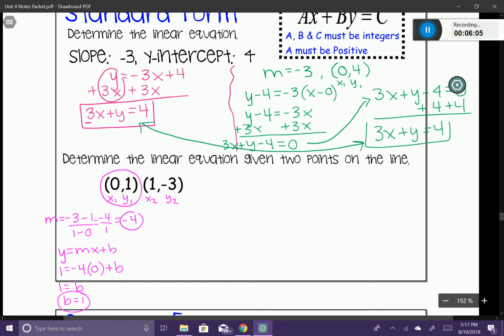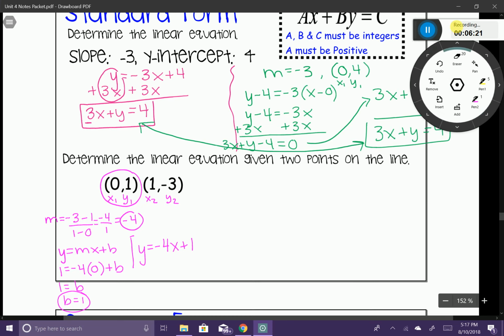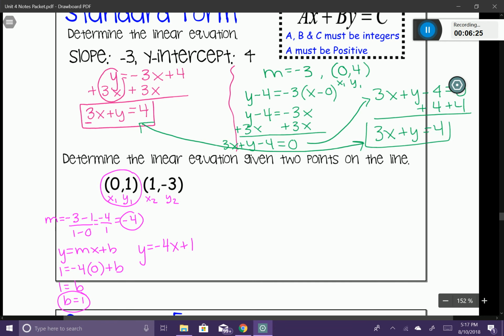Now that I have a slope and I have a b, I can put my equation in slope-intercept form. So y equals -4x plus 1. This is going to be the line that I'm going to use to put into standard form. But what I wanted to show you is that all it is, is a linear equation.